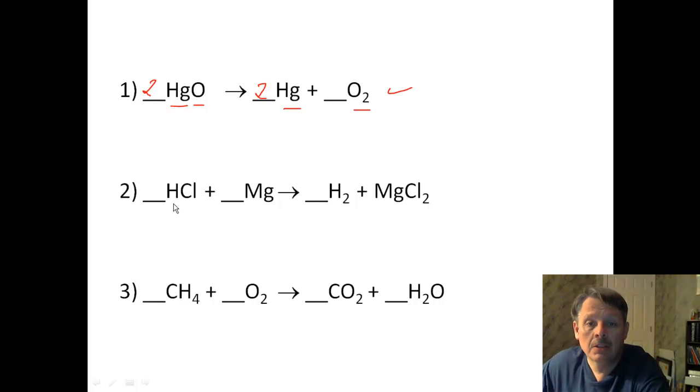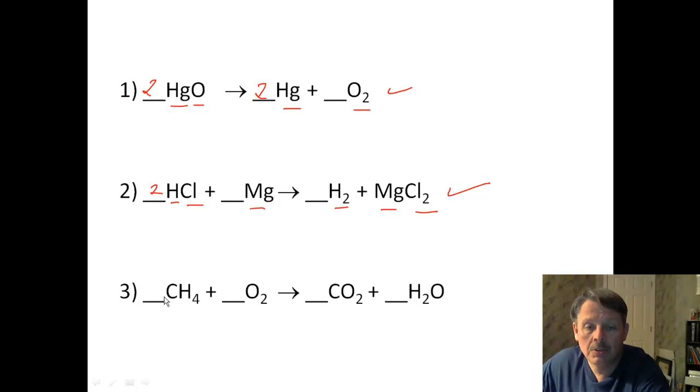All right, let's look at HCl. I notice that I have 1 H on the left and 2 H's on the right, so I just put a 2 in front of the HCl. So I now have 2 hydrogens, 2 chlorines on the left, 2 chlorines on the right, and 1 magnesium on the left and 1 magnesium on the right. I am now balanced.